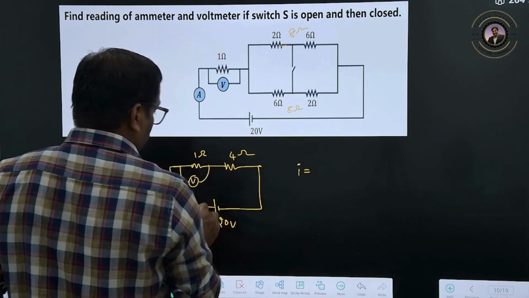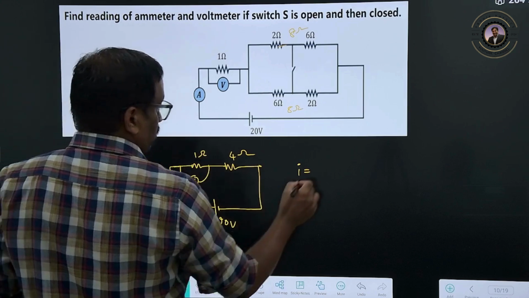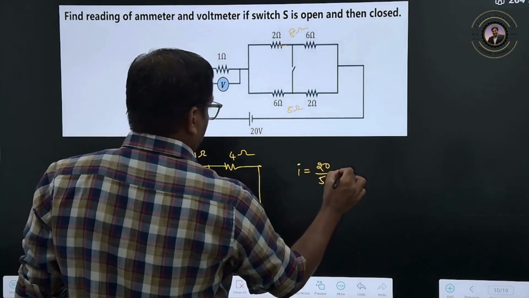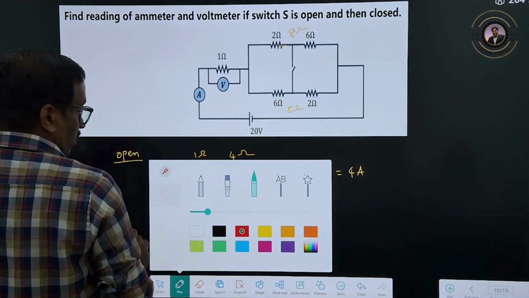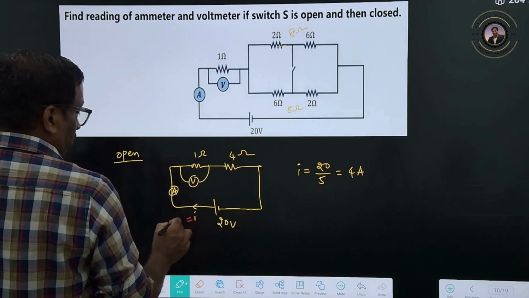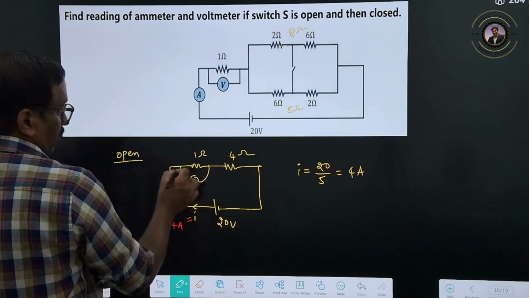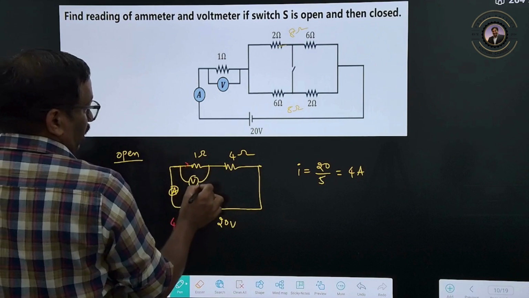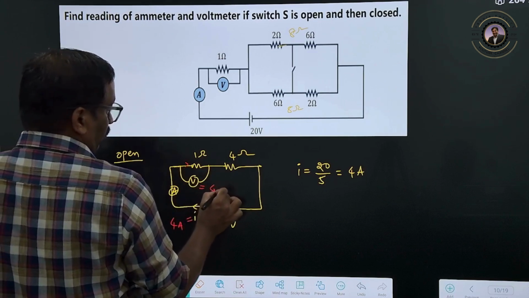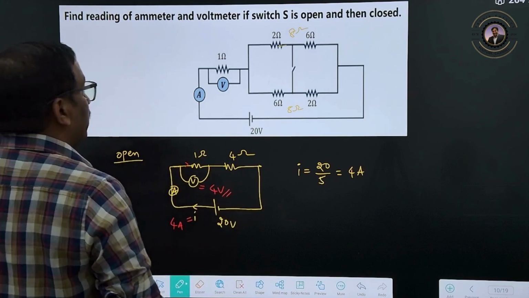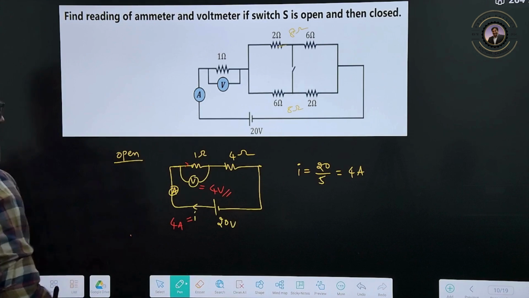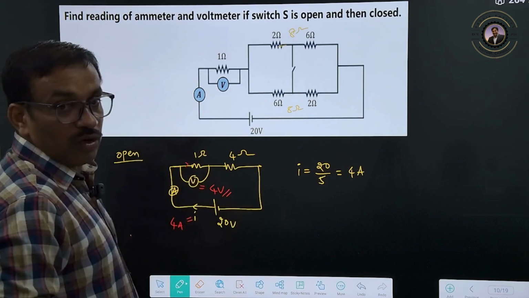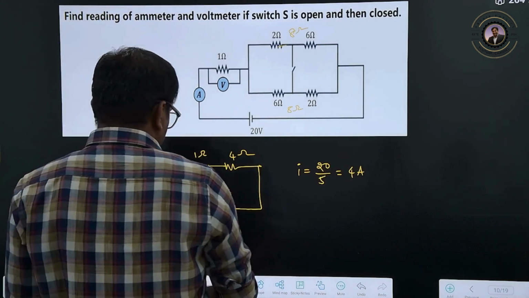The current flowing through this will be 20 divided by 5, so 4 ampere will flow. So I is equal to 4 ampere. Now 4 ampere is going through 1 ohm, so 4 into 1, therefore 4 volts will be the voltmeter reading. So when the switch is open, the current is 4 ampere and the voltmeter reading is 4 volts.